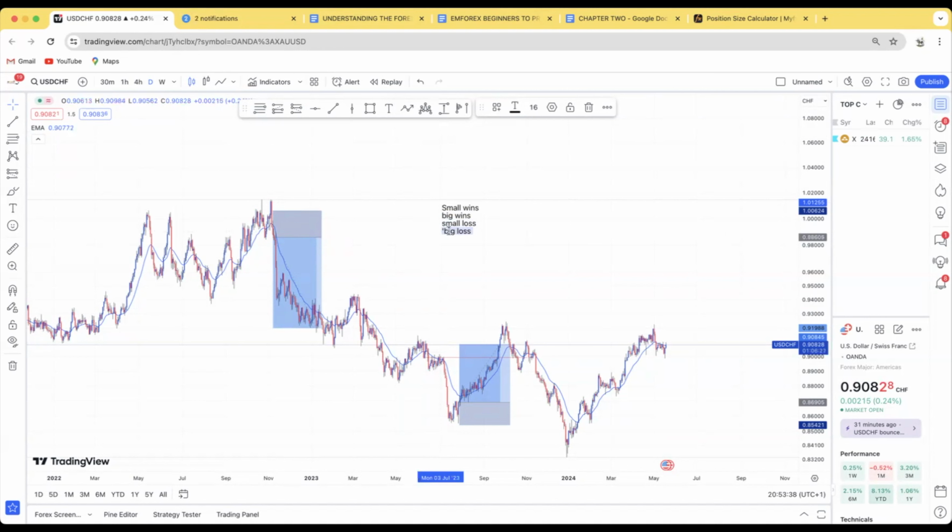Is this guy, this big loss. That's what blows accounts. Okay. Now, even the small losses over time will compound to become a big loss. So you need to be very strategic when taking profits and also when taking losses.